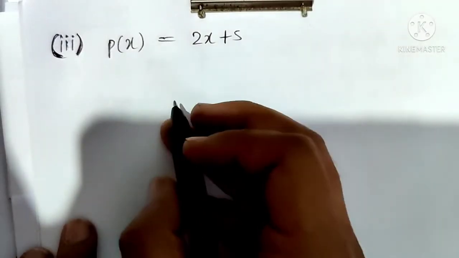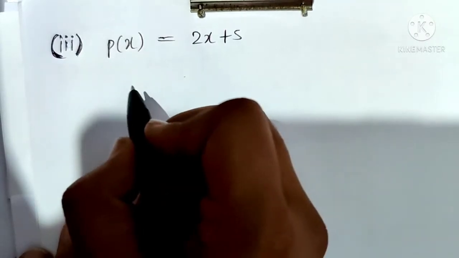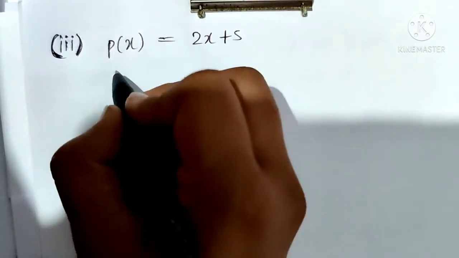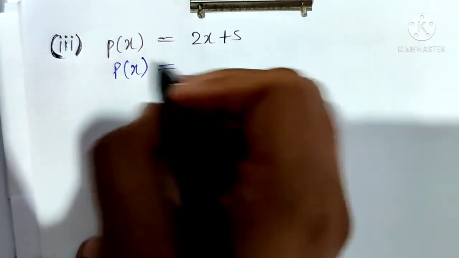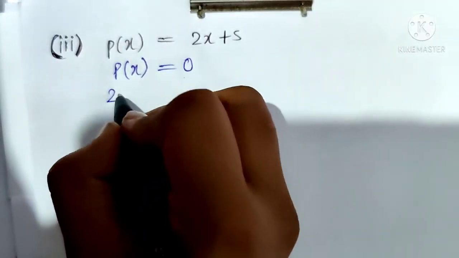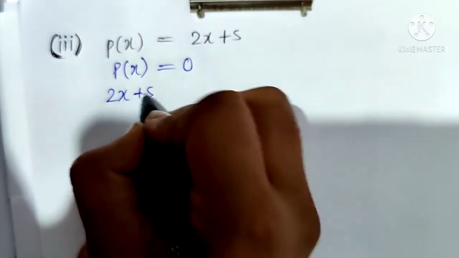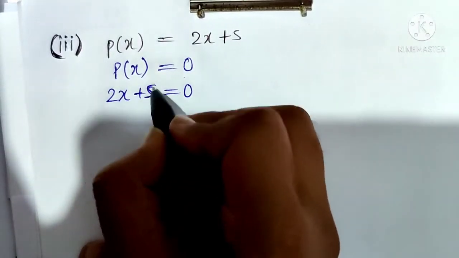Now in the third part they have given p(x) equals 2x plus 5. I am not solving the second part; you will solve the second part by yourself. As we did in the first part, the same thing we will do here also. We put p(x) equals 0. Now what is p(x)? 2x plus 5. So in place of p(x), 2x plus 5 will come, which equals 0. Now with the help of this we can find the value of x.